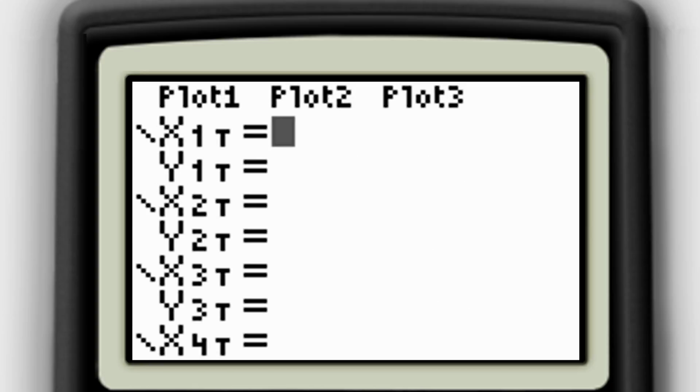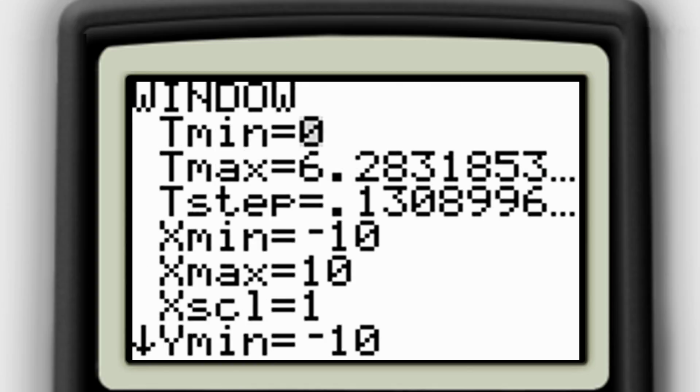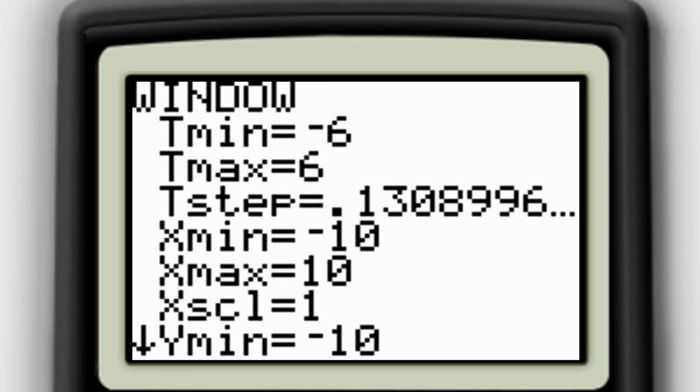So for x, we're going to type in parameter t plus 4, or whatever your parameter is, and for y, type in t cubed minus 12t plus 6. And then before we graph it, let's set our window. So going into our window, we'll set our parameter range, say t min from negative 6 to t max positive 6, and our t step as 0.1, or something just small enough to make sure we get a smooth graph.